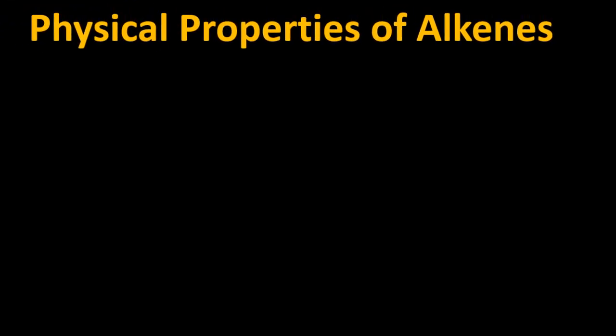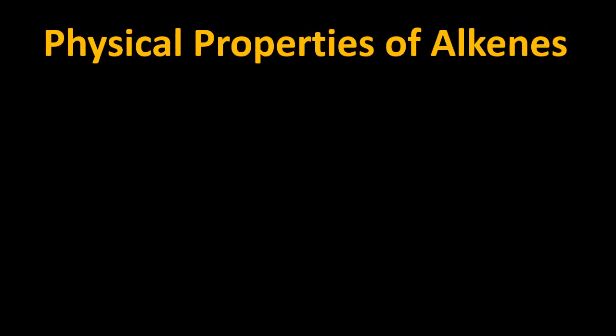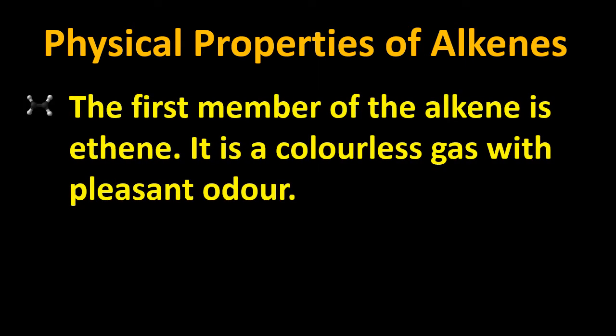So what are the physical properties of alkenes? The word physical properties means all those properties which can be judged by the 5 senses, by watching, by smelling, by tasting, or by hearing or touching. So the physical properties of alkenes means all those properties which can be understood by appearance.